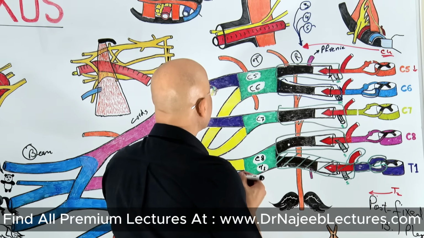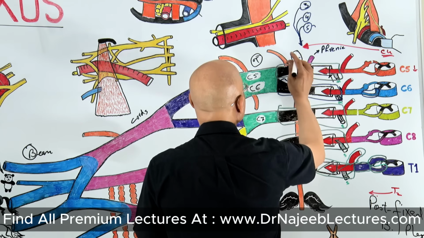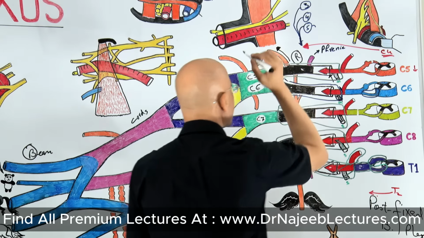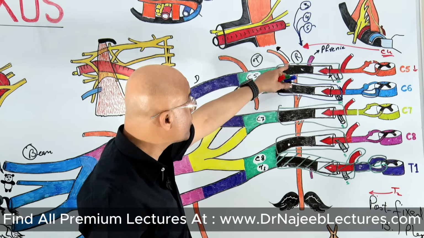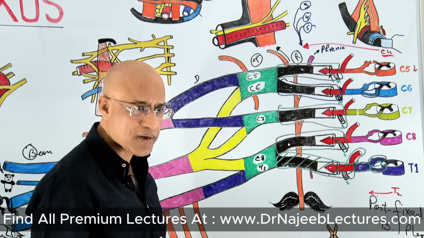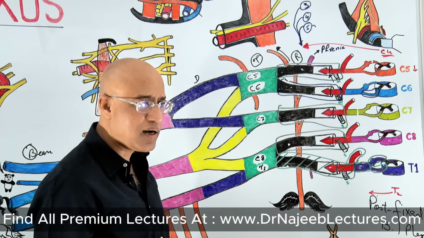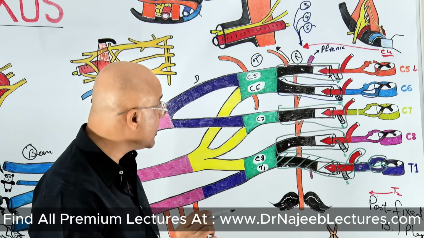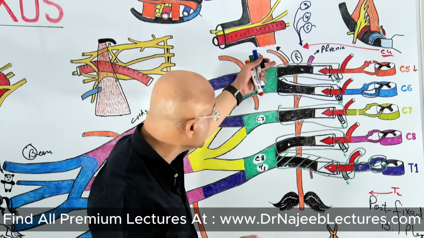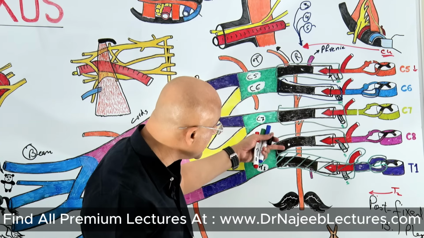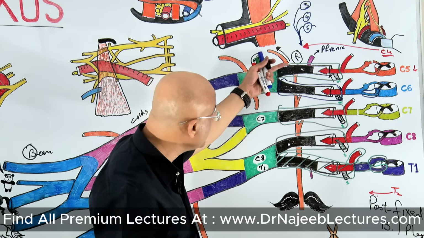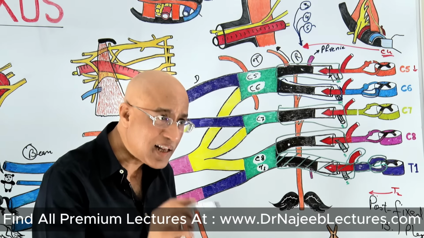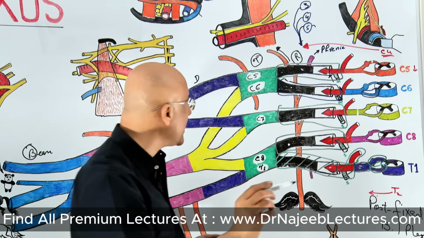One branch is this one. This is originating from the root, right? This branch or this nerve which is originating from the C5 root, and nothing corresponding is originating from any other root. Only C5 is giving this branch. This branch is called the dorsal scapular nerve. Very good.